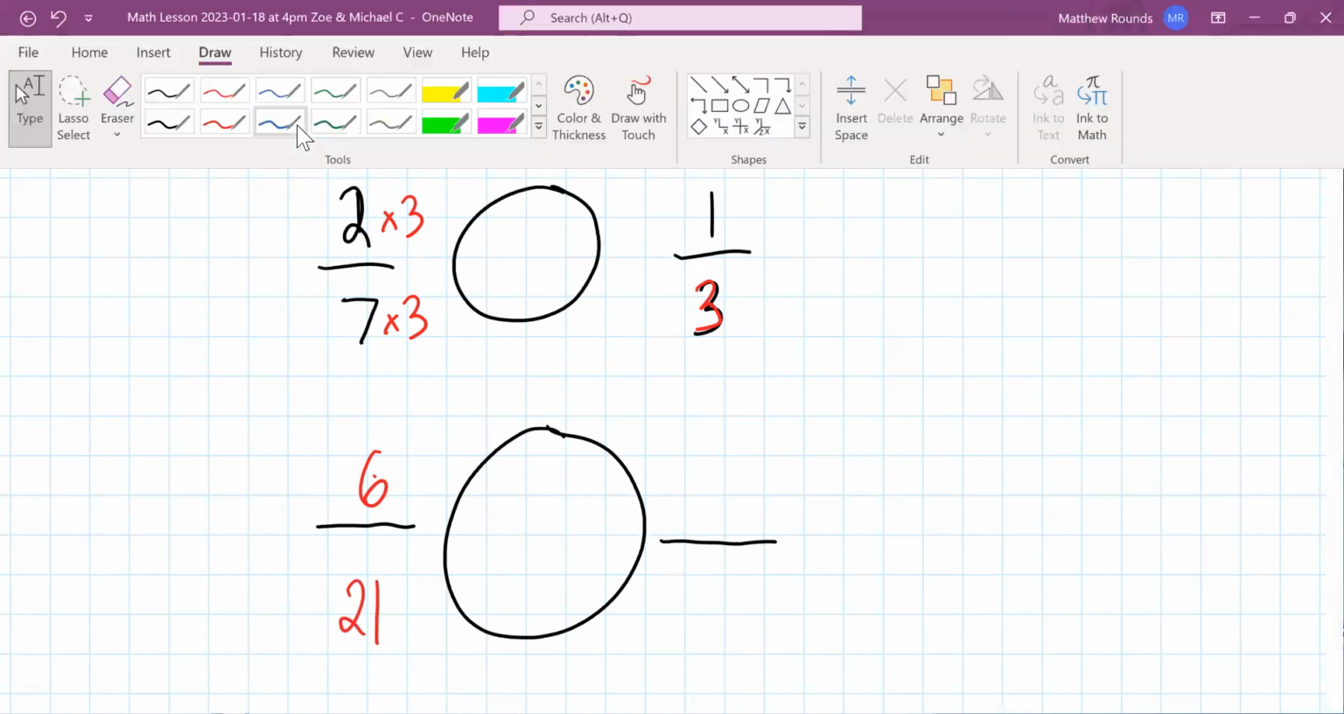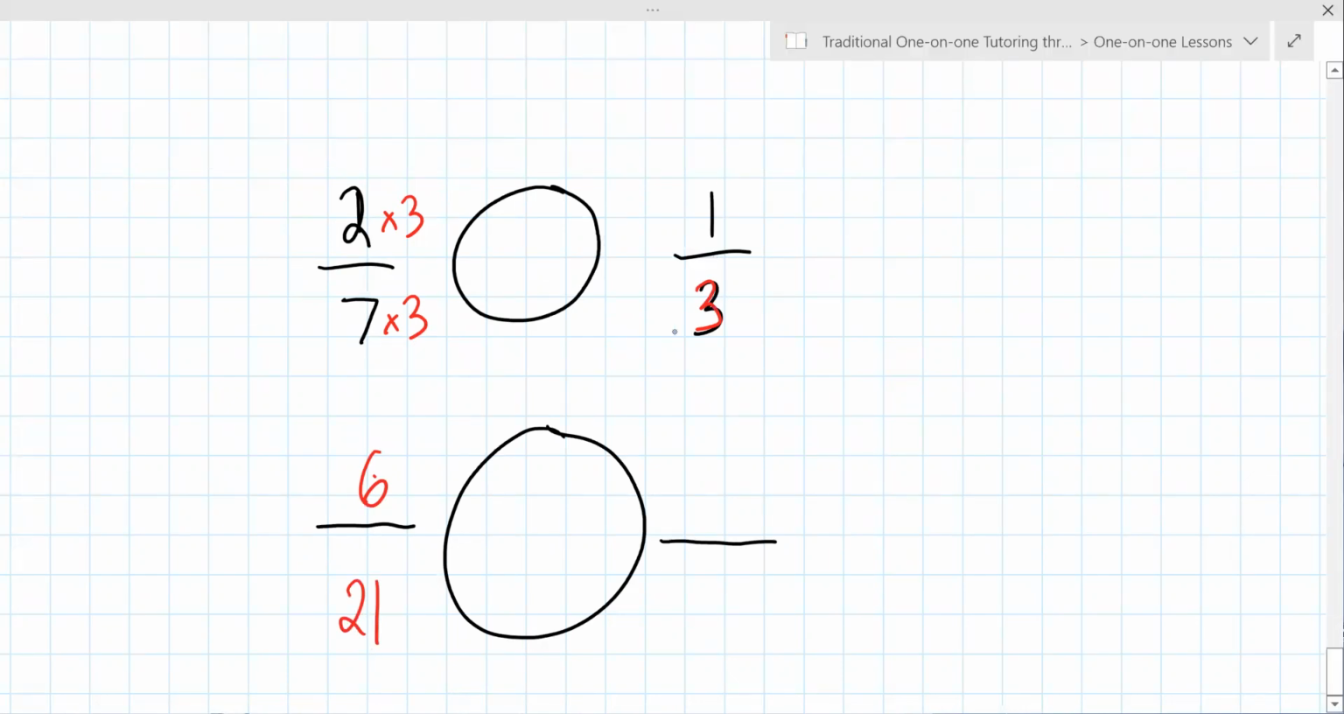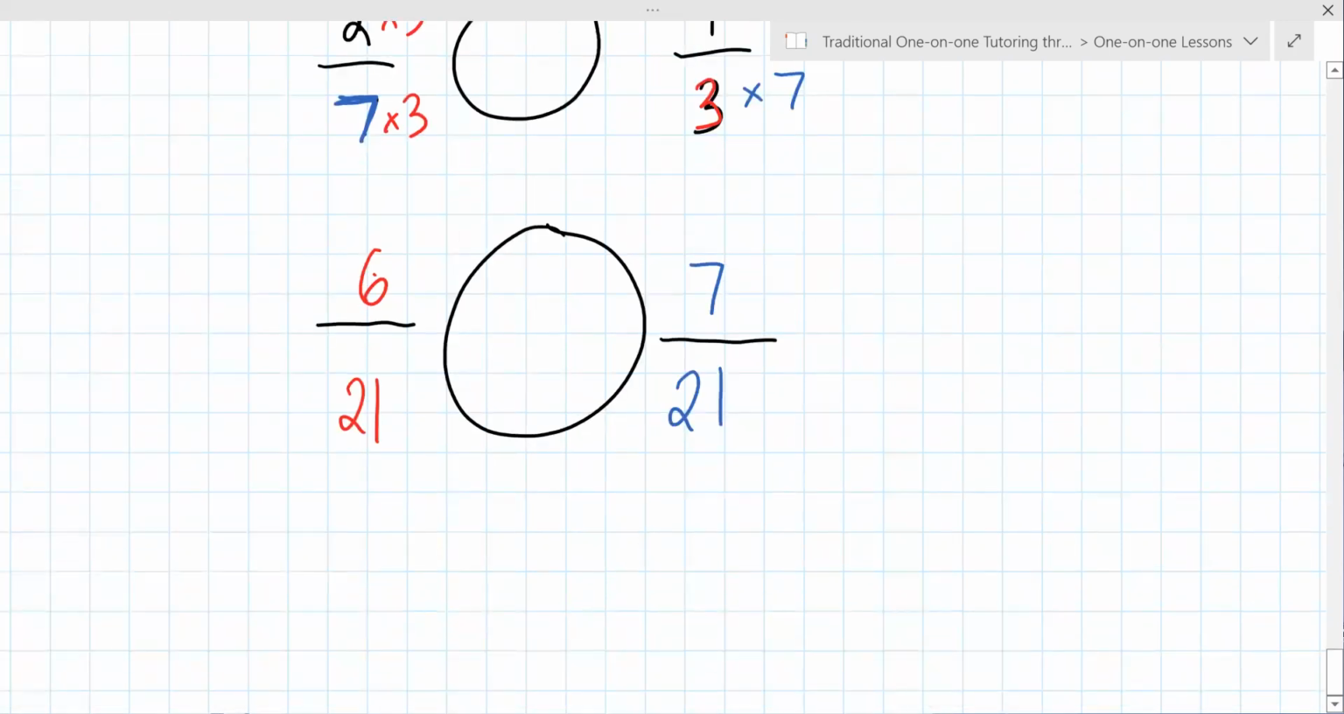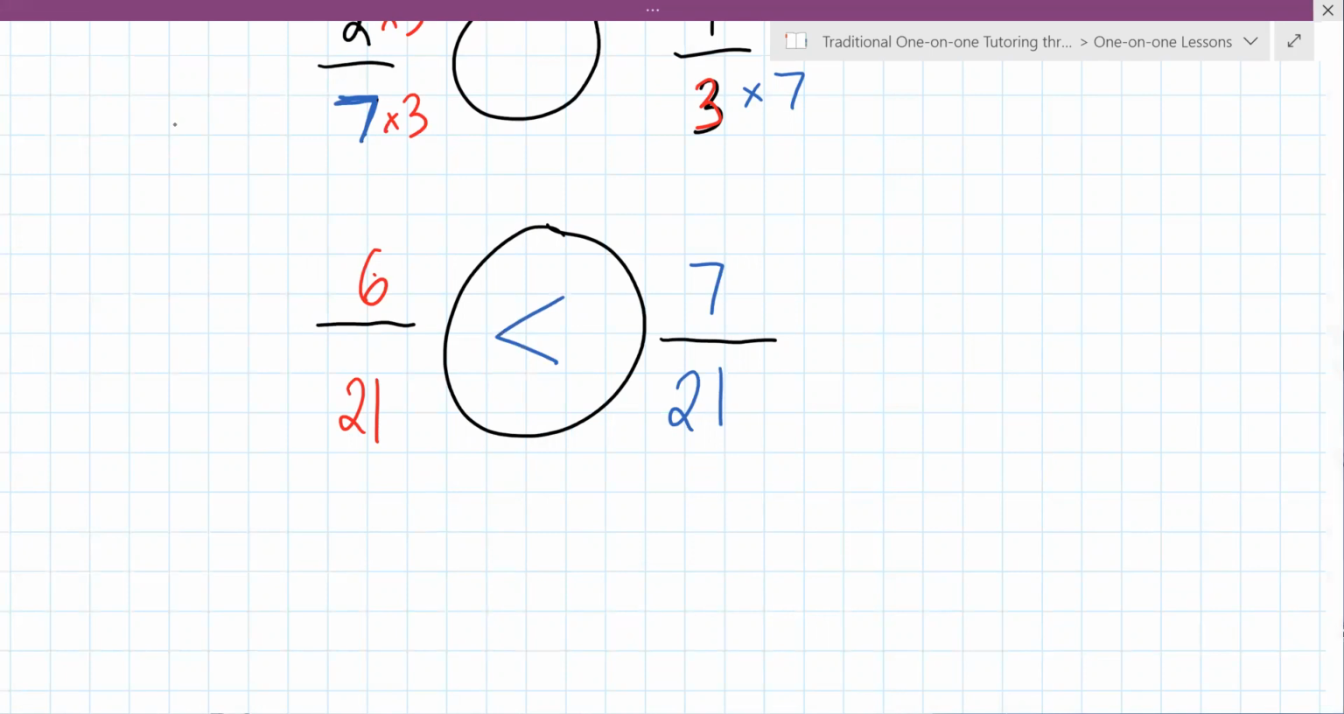Now what number do you multiply the 1 and the 3 by? 7. Okay. What is 1 times 7? 7. What is 3 times 7? 21. Okay, so what symbol goes between these? Less than. Very good.